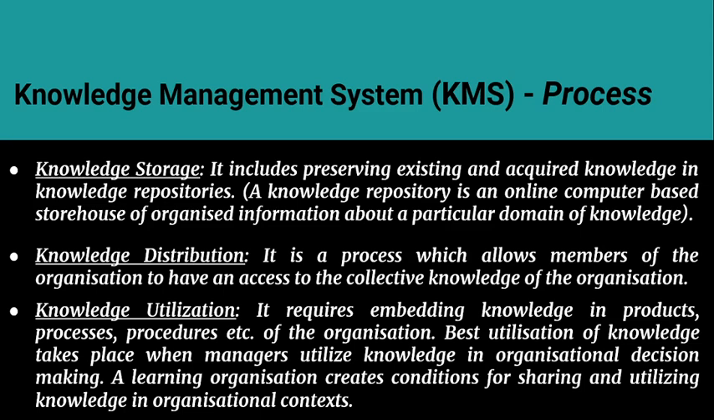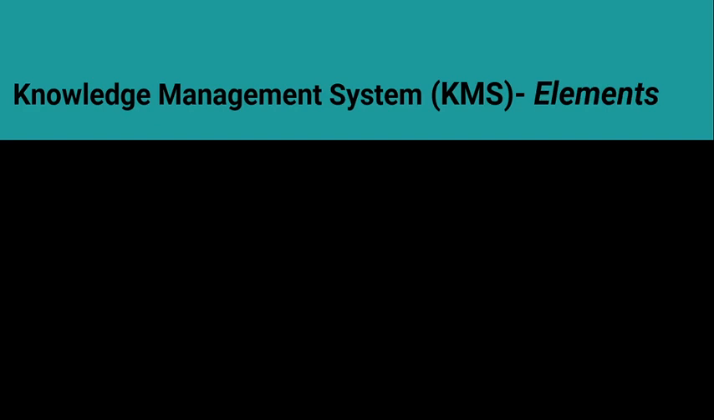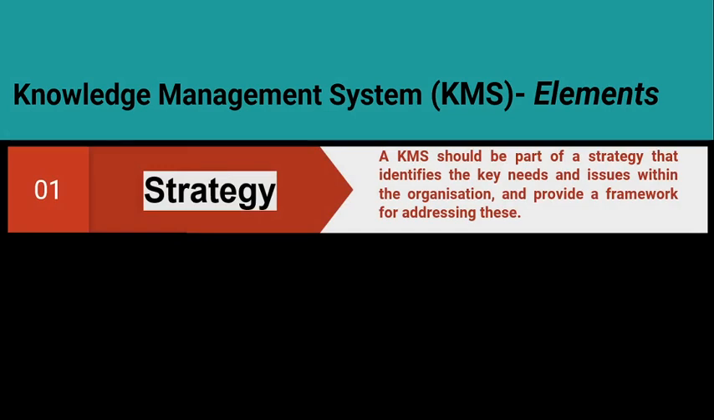Right? Next, we are coming to the elements of the knowledge management system. Here we are going to study 7 types of elements under the knowledge management system. First is the strategy. A knowledge management system should be a part of a strategy that identifies the key needs and issues within the organization and provides a framework for addressing the same. So the first element is the strategy to be developed.